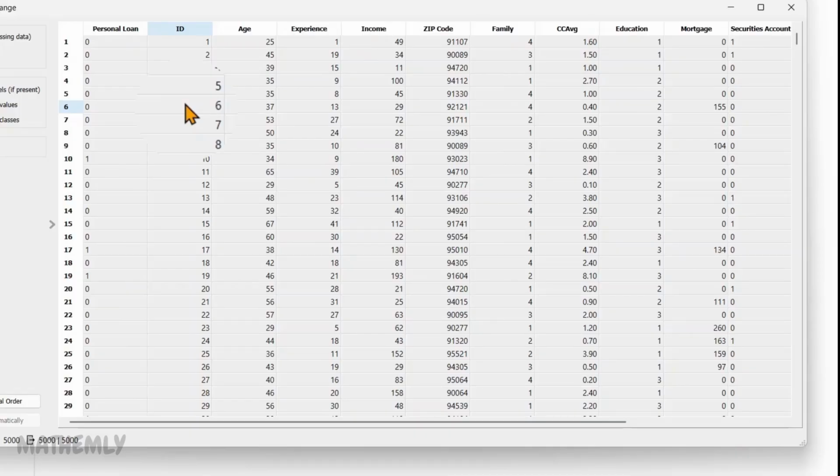Here we can see the key attributes of each customer. ID, a unique identifier for each customer. Age, the customer's age in completed years. Experience, number of years of professional experience. Zip code, customer's residential zip code.